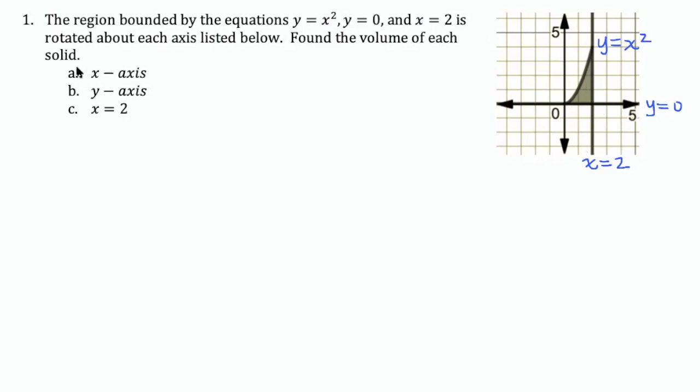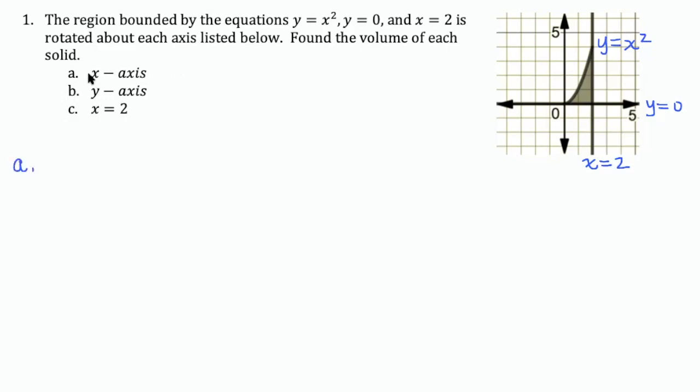Now we're going to do three different versions of this problem. First, if we rotate around the x-axis, then if we rotate around the y-axis, and then something we haven't talked about yet, what if it's an axis that's not the x or y axis?